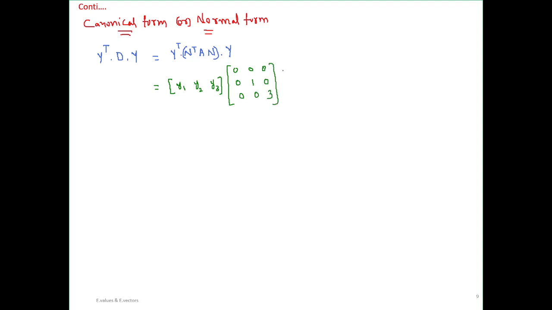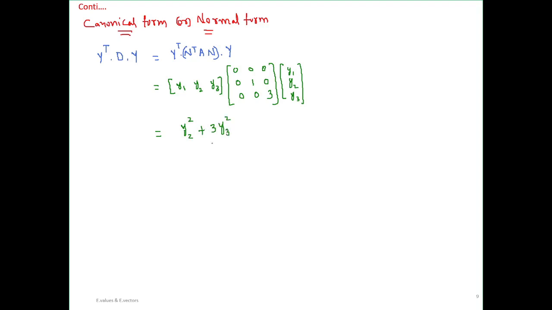And what is y now? Y is a column matrix, simply y1, y2, and y3. So multiply these three matrices. You are supposed to get, I'm directly writing, cross verify once, y2 square plus 3 y3 square. This you will get. Check once.